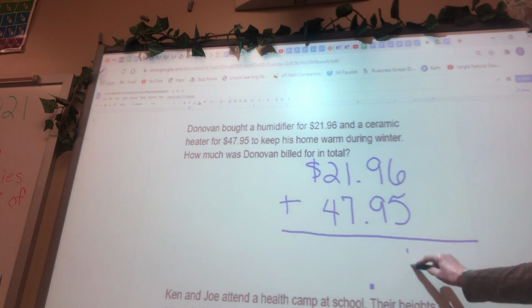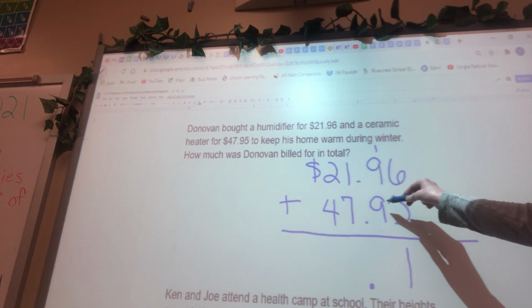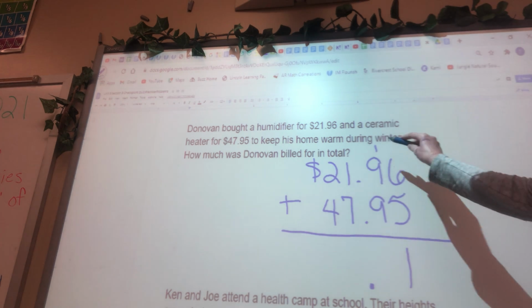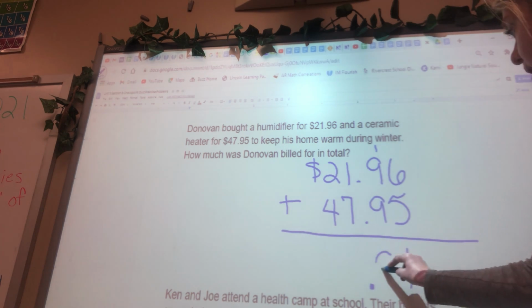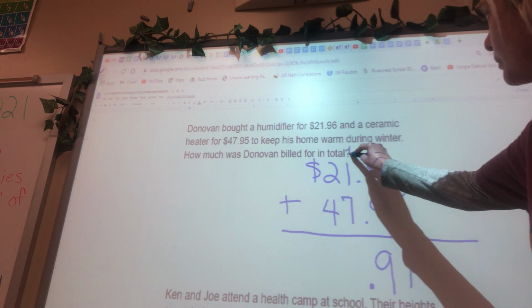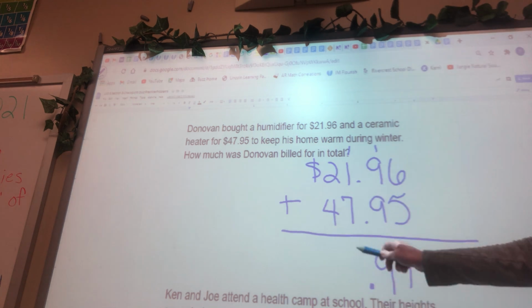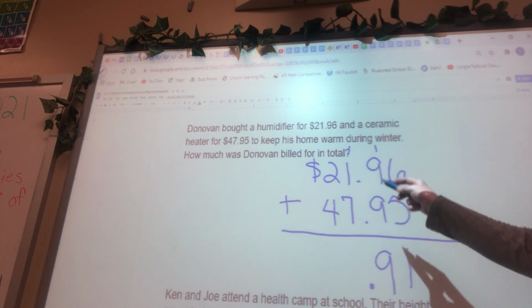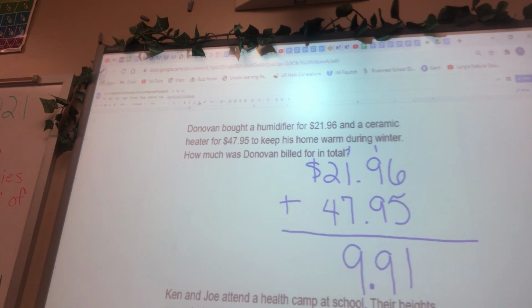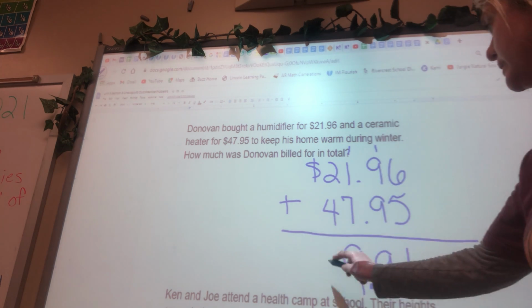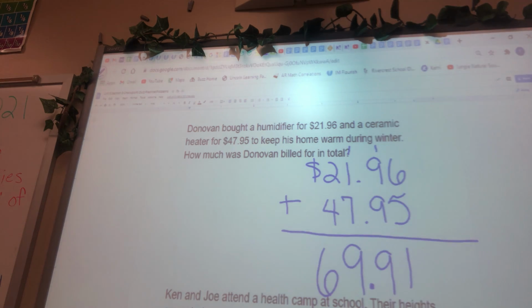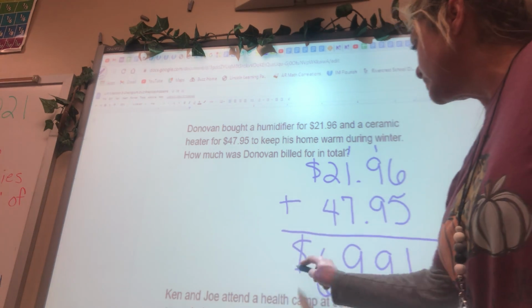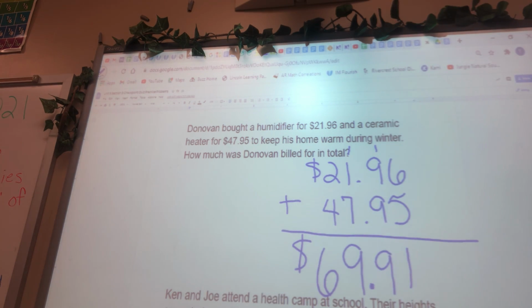6 plus 5 is 11. 9 plus 9 is 18, plus the one that we carried was 19. We carried that one. 1 plus 7 is 8, plus the one that we carried is 9. And 2 plus 4 is 6. So in total, Donovan was billed $69.91.